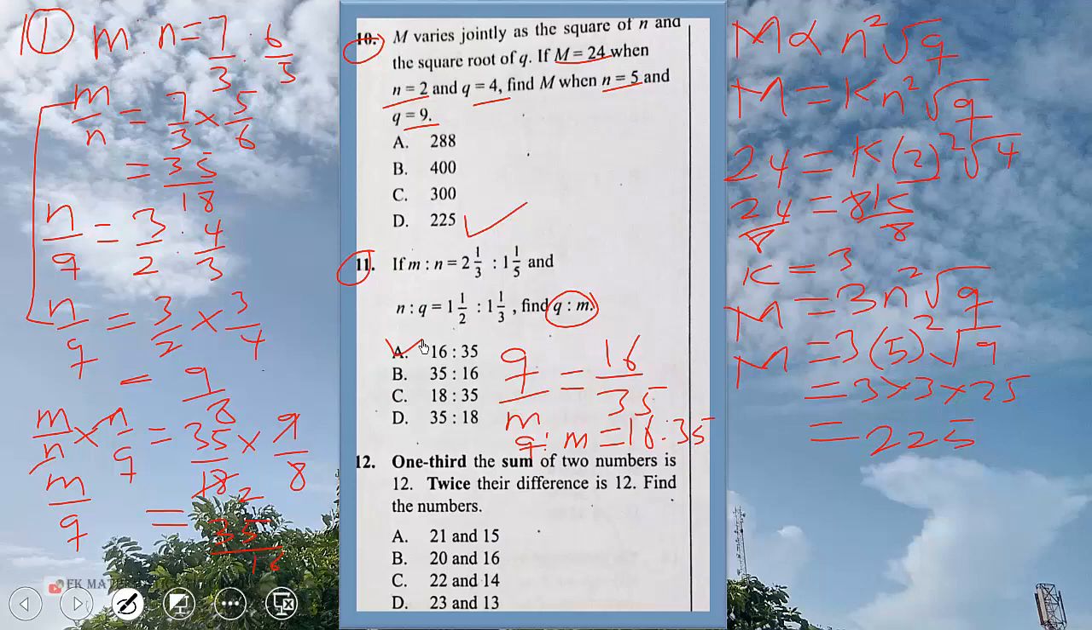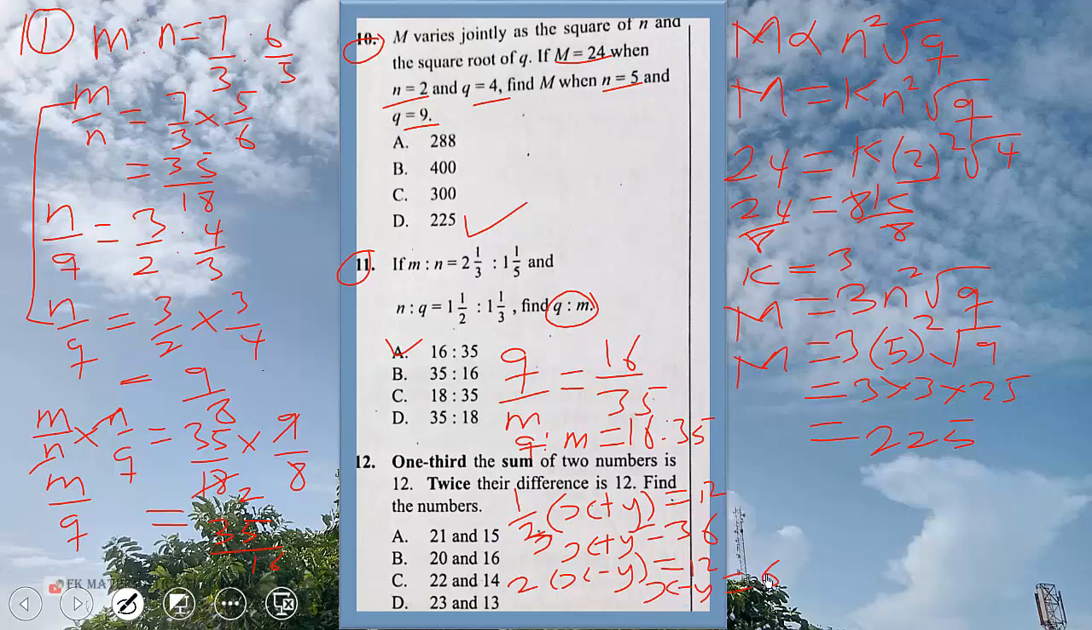We're told that 1/3 the sum of two numbers is 12. So 1/3 the sum of two numbers x plus y is equal to 12. When you multiply through by 3, it's 1/3, not half, we get x plus y to be equal to 36. Again, we said twice their difference. So 2 into bracket x minus y is equal to 12. So dividing through by 2, we get x minus y is equal to 6.